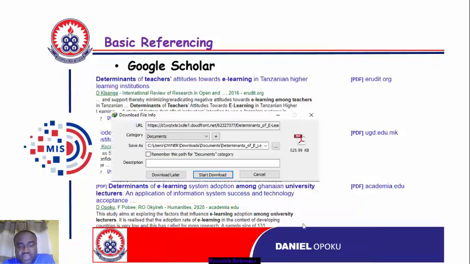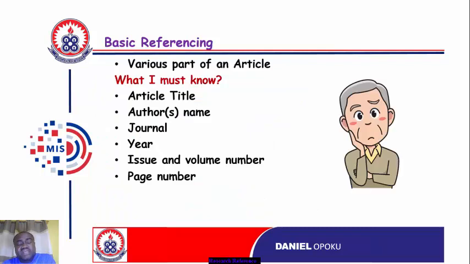Okay, so once I click on download, I will see this on my screen. Download. Now download the article. Now open it and read and see whether it has some substance that can help me in my work. Okay, good. So when you open the article for the first time, what do you see? There are some things that you have to identify in the articles.